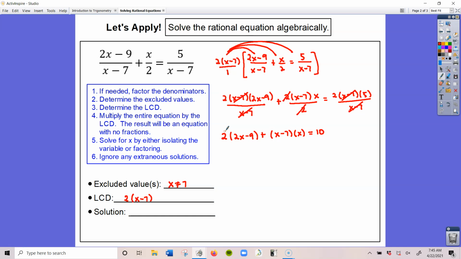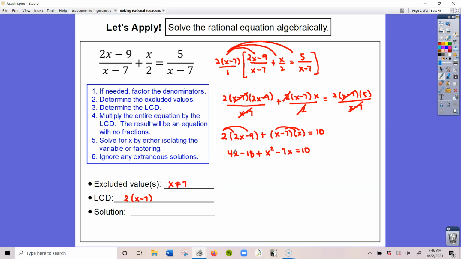So now what we do is we distribute. And see how we ended up with an equation that no longer has any fractions. So this is now easier to solve. What we get here is 4x minus 18 plus x squared minus 7x is equal to 10.